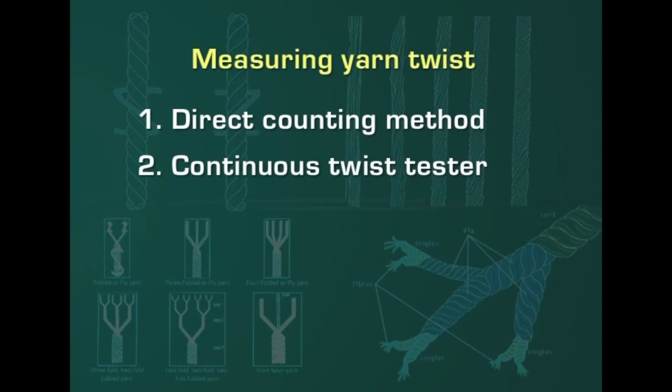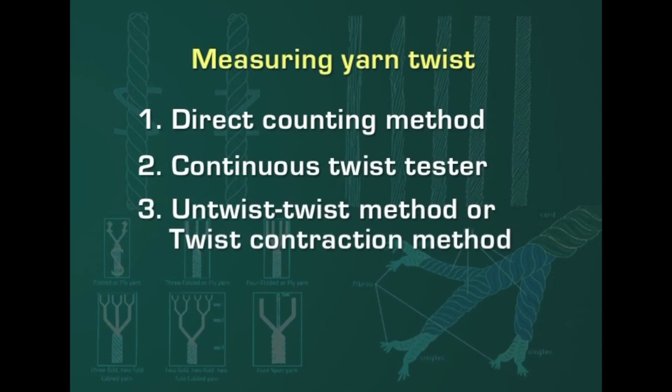So, it is much easier to measure 20 times on the same package. Now, we have yet another one called the untwist twist method, or the twist contraction method. This is based on the fact that when yarn twist is increased, the length of the yarn would decrease, and when yarn twist is removed, there is an increase in the length, and when the twist is completely removed, it would reach the maximum length.